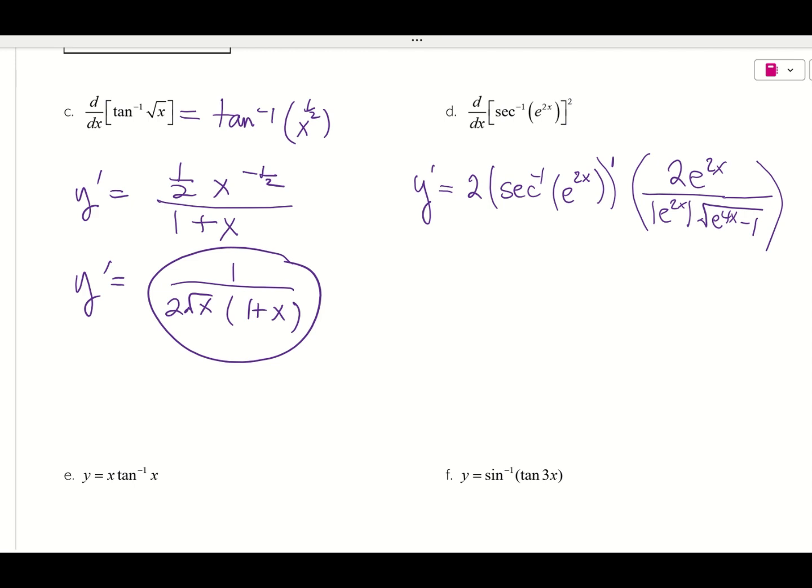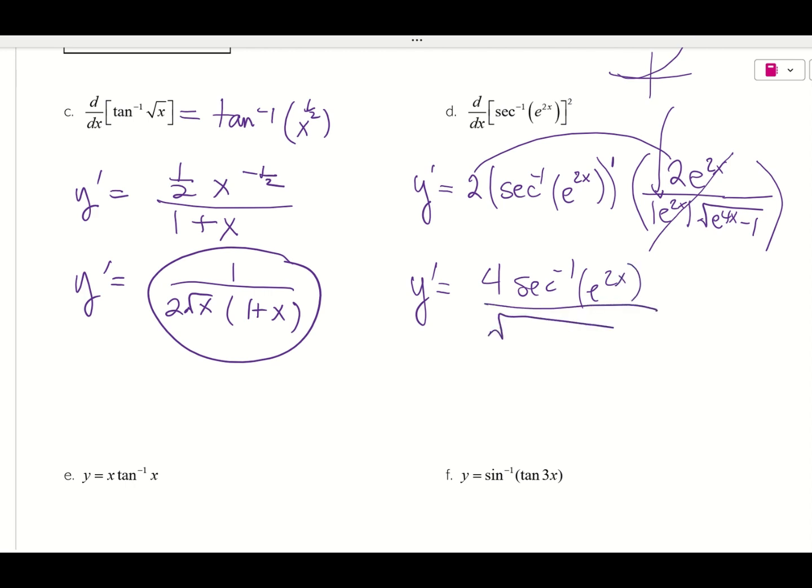Okay, and then knowing that, what does this absolute value mean? E to the power 2x is a graph that goes like this. So it's positive no matter what. So that means I can actually cancel this e to the power 2x with e to the power 2x. Okay, so simplifying, this 2 times 2 gives me 4 inverse secant of e to the power 2x over the square root of e to the power 4x minus 1.